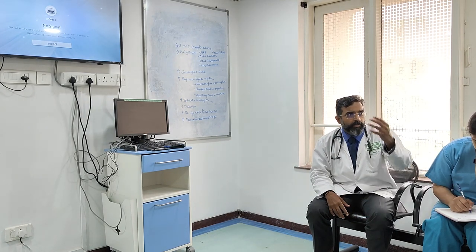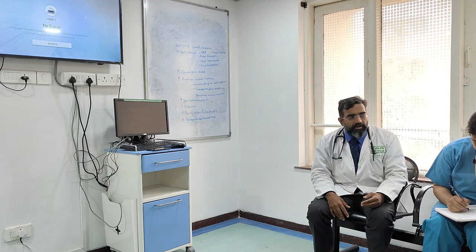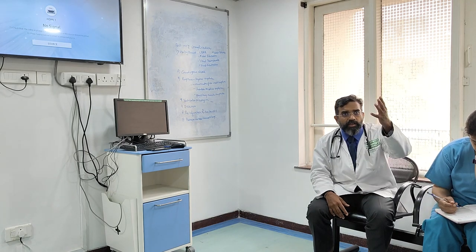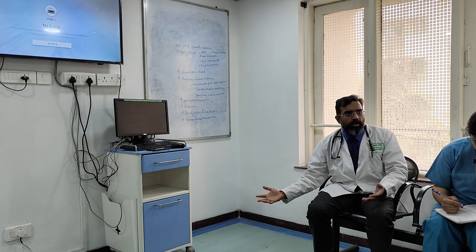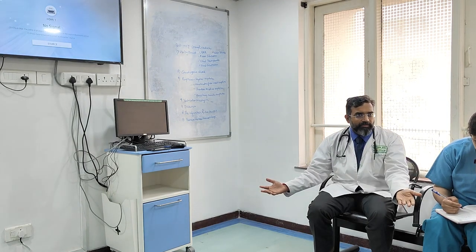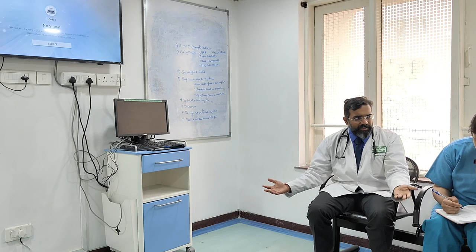Now this patient develops atrial fibrillation. Okay? And with atrial fibrillation, you have to decide whether it is sepsis that is causing the blood pressure to go down, or is it the atrial fibrillation that is causing the blood pressure to go down. Are you understanding? You have to decide that, right?